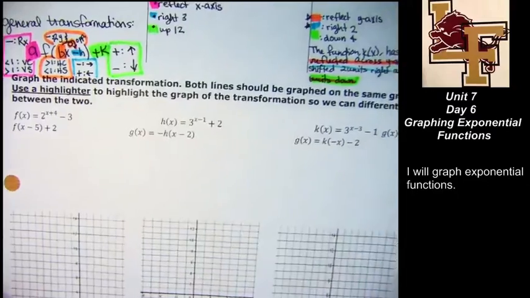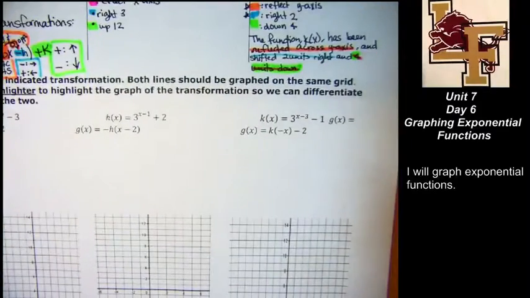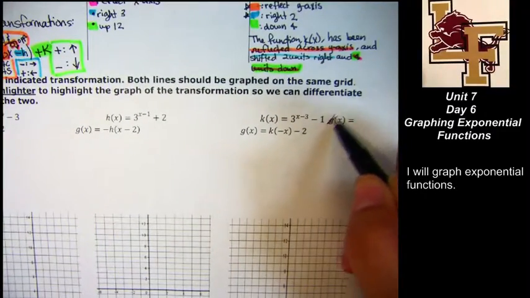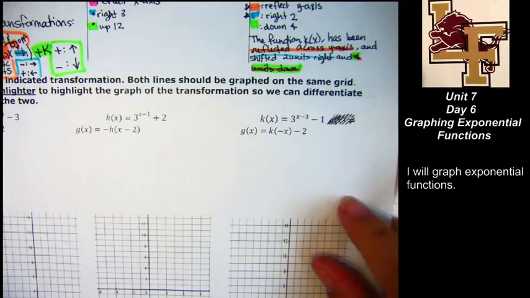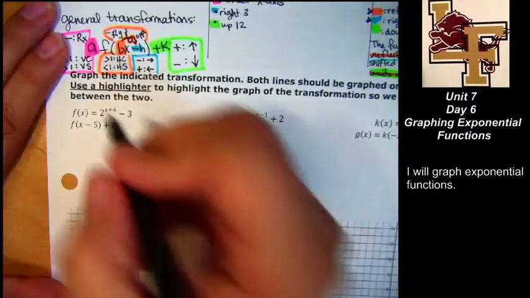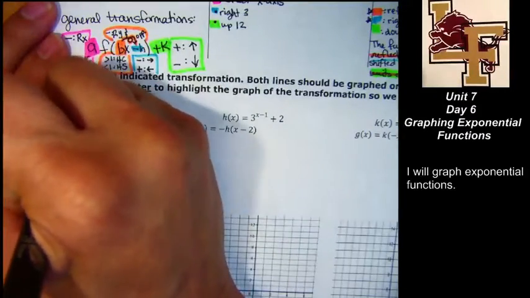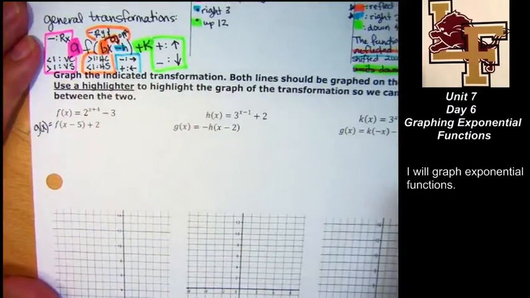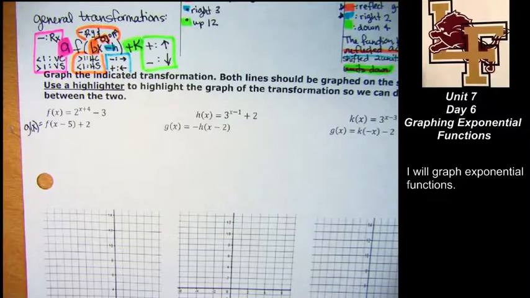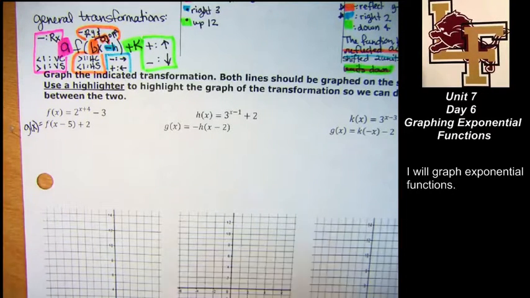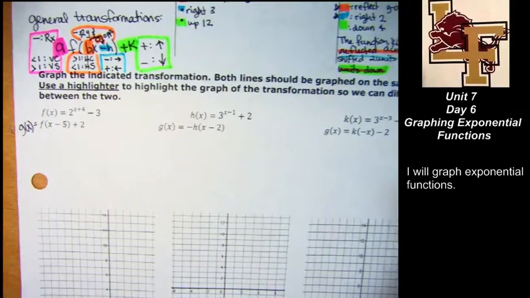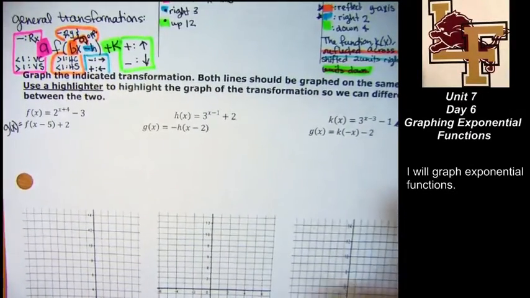But before I graph, I need you to fix the typo. This g of x shouldn't be there. He should be over here. I don't know. He must have gotten into a fight with his equation or something. He just decided to be on the other side of the paper. I don't know. All right.